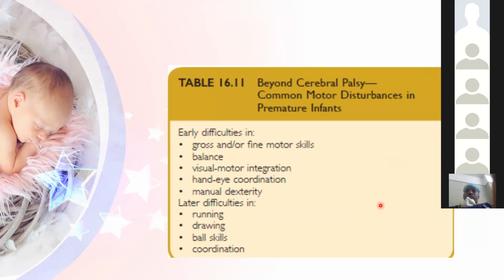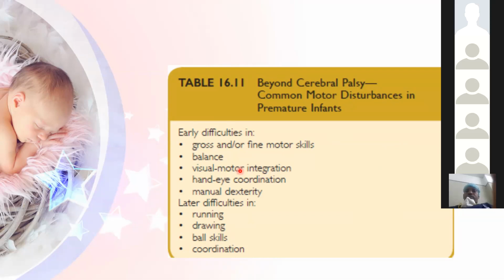So what are the common motor disturbances? Again, this picture is taken from Volpe. Just to give you an example of some of the motor disturbances apart from cerebral palsy, which they can develop. I told you cerebellum can be involved, your balance can be involved. You can have visual motor integration problems. Cortical connections are affected. Now they have found that these are some of the common presentations apart from cerebral palsy in children who were born preterm and had brain injury.